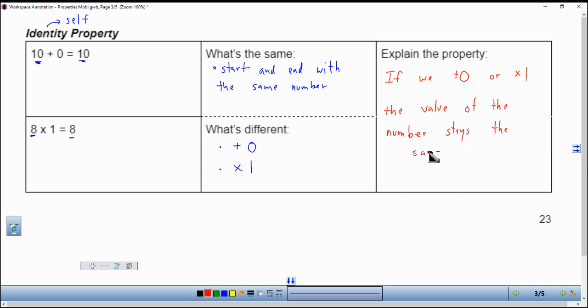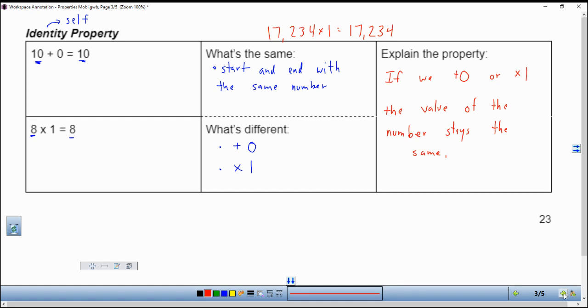So again, just a kind of crazy example. If we did like 17,234 times 1, you can do the answer really quickly, and it's really easy because of the identity property, you get the same number back. Same thing if we added 0 to that number, you get the same number back. That's called the identity property. When you think identity, you think of itself. It gets itself back. Okay, let's go to the next page.